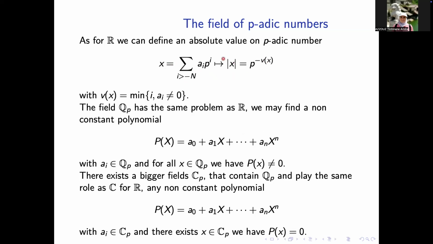And yeah, then we can define it in this way. If we have a series, then the absolute value is p to the power of minus the valuation of x, and this is just the minimum where this coefficient is not equal to 0.